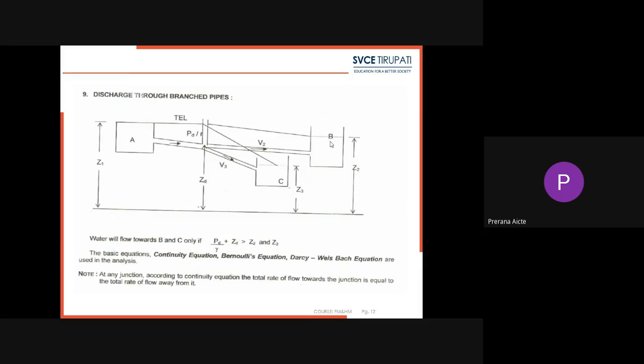The basic equations like the continuity equation, Bernoulli's equation and Darcy-Weisbach equation are used in the analysis of discharge through branched pipes. And we have to remember one thing: at any junction, according to the continuity equation, the total rate of flow towards the junction is equal to the total rate of flow away from the junction.